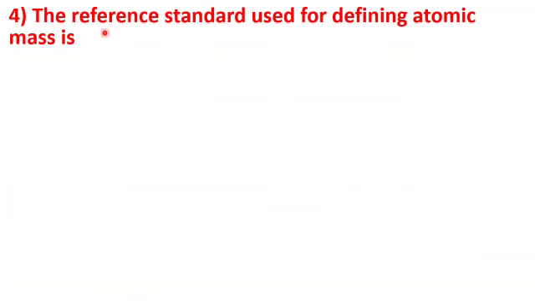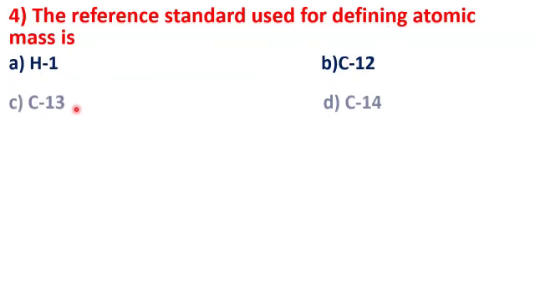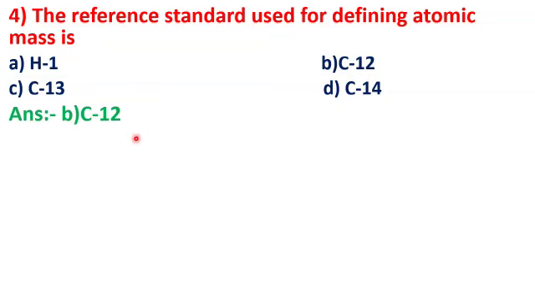Fourth question, the reference standard used for defining atomic mass is hydrogen, carbon 12, carbon 13, carbon 14. You know the definition of atomic mass. 1 atomic mass unit is equal to 1 by 12 of the carbon 12 isotope. Hence by the definition, the reference standard is carbon 12.